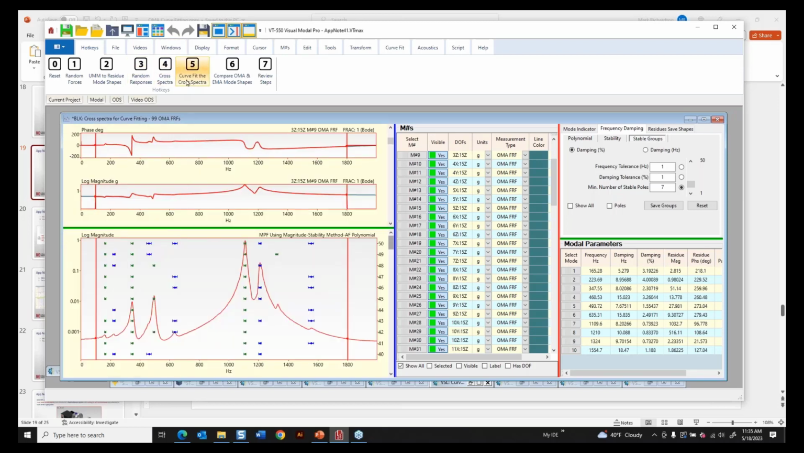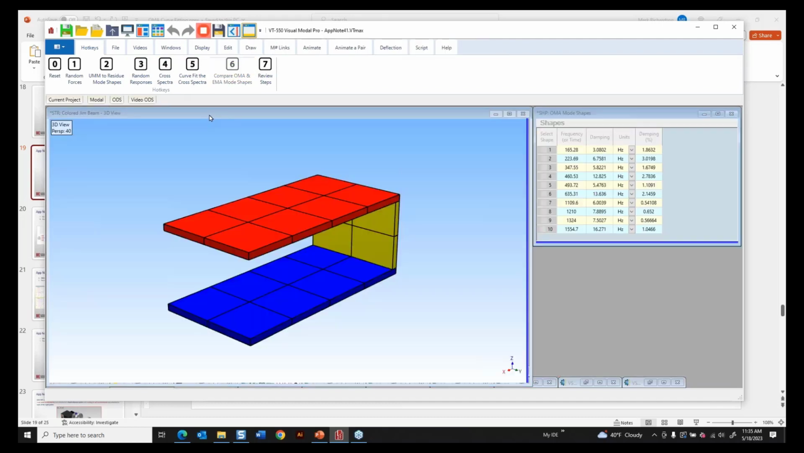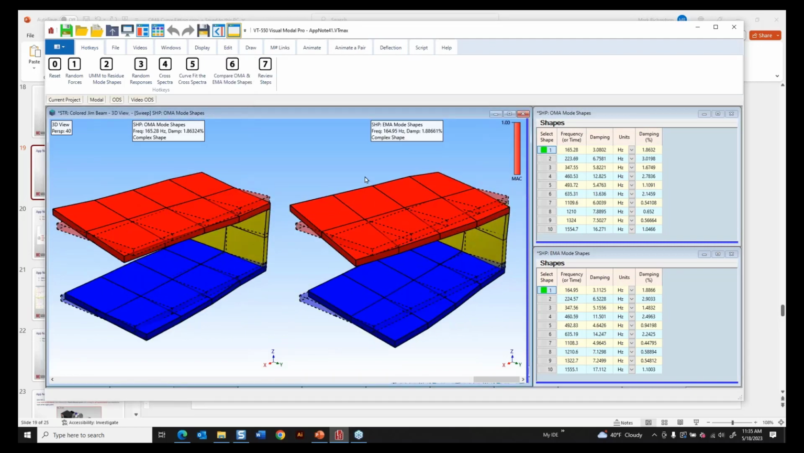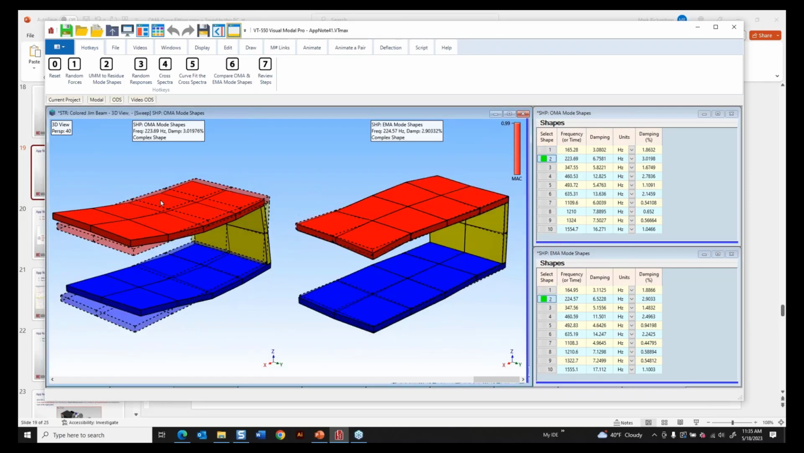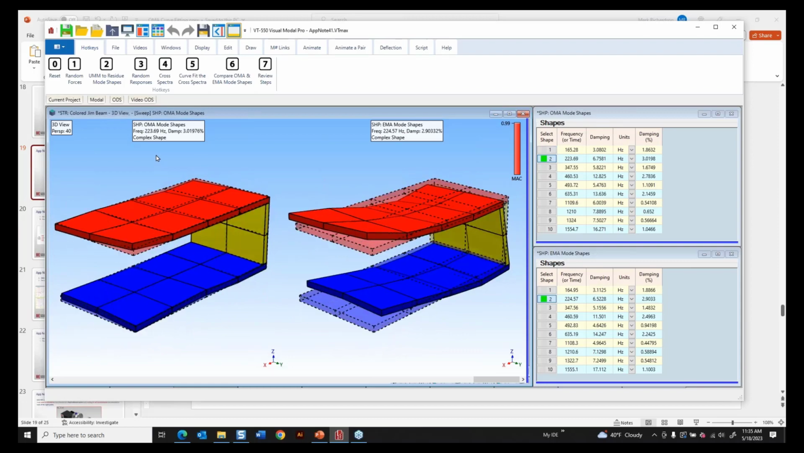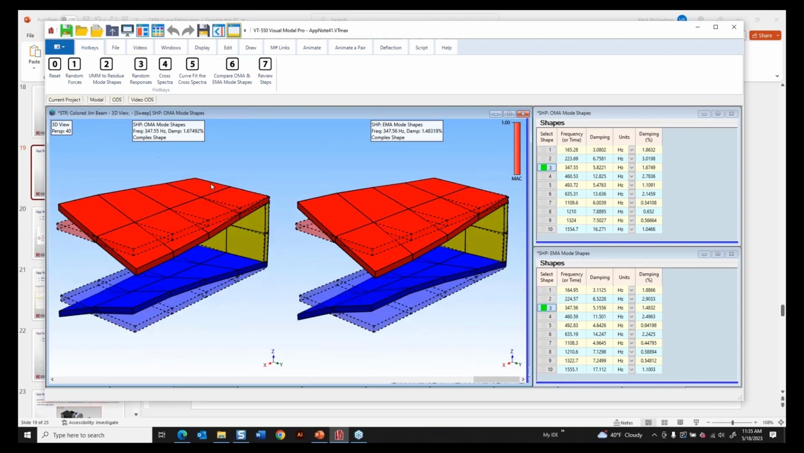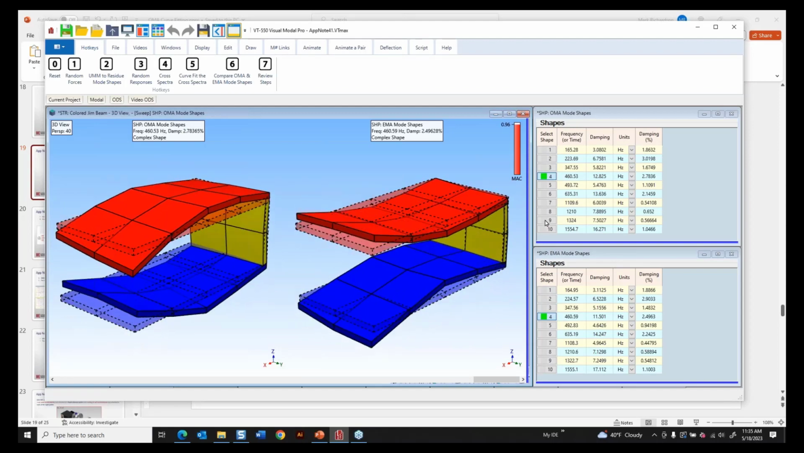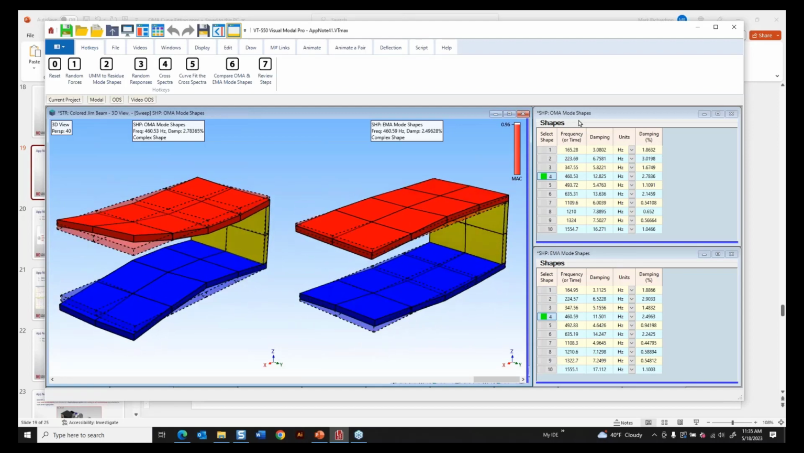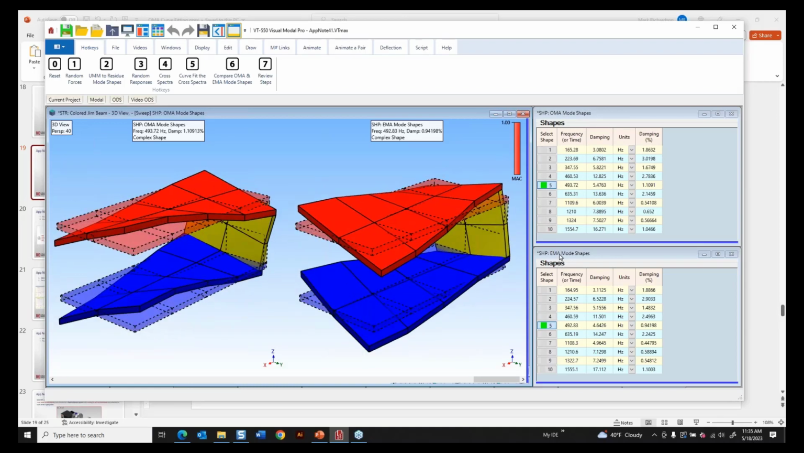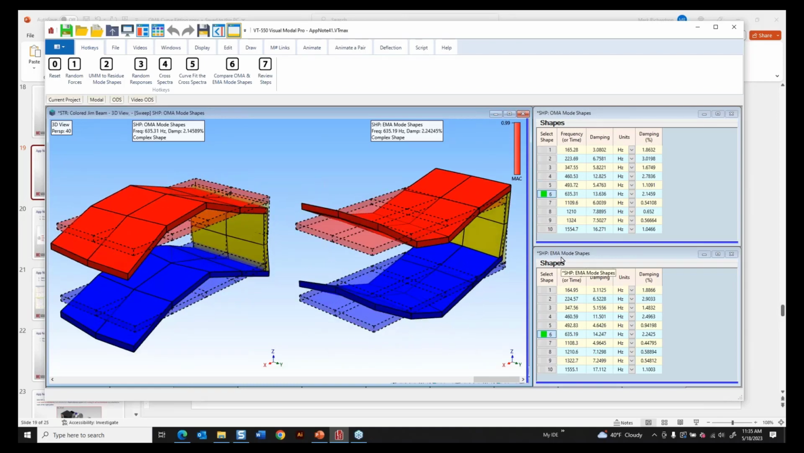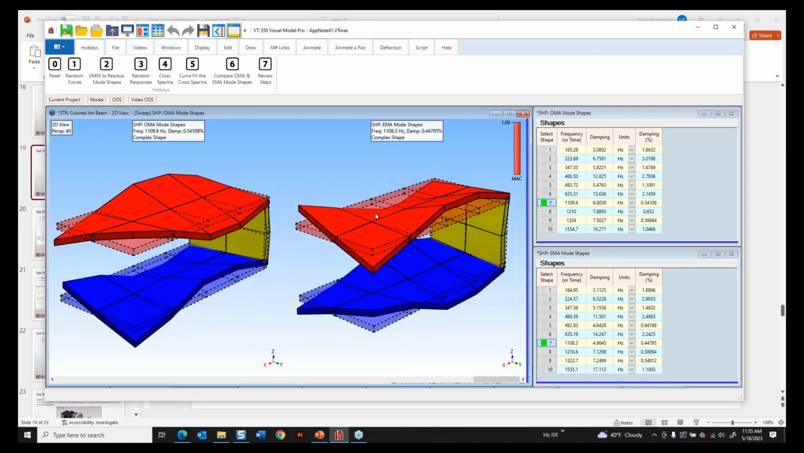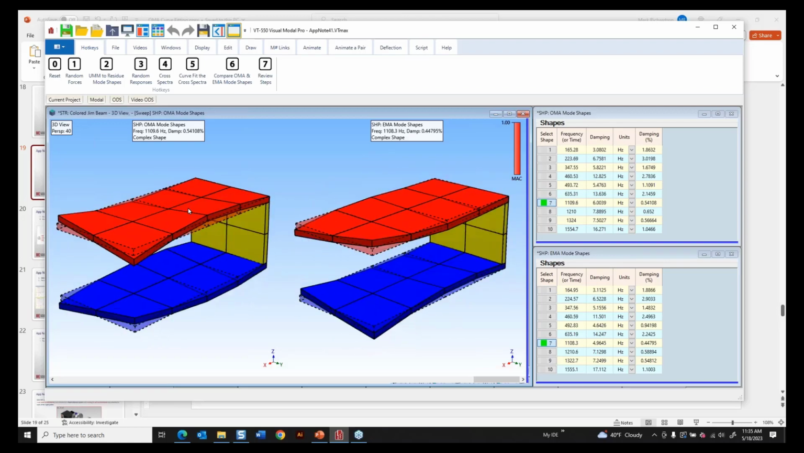Let's move on. So we've curve fit them. Now we're going to compare answers. So here is kind of the round trip. On the left are the OMA mode shapes being animated, and we're doing a sweep animation here through the shape tables. So we got the OMA mode shapes on the top, the original EMA mode shapes down here on the bottom. And so the EMA mode shape is being animated over here, the OMA over here.